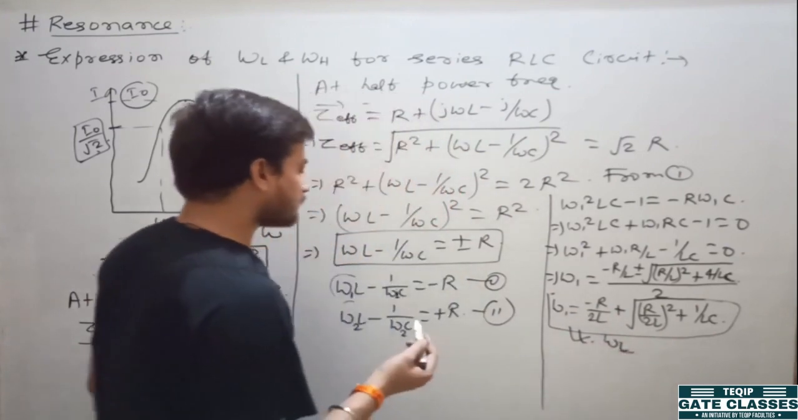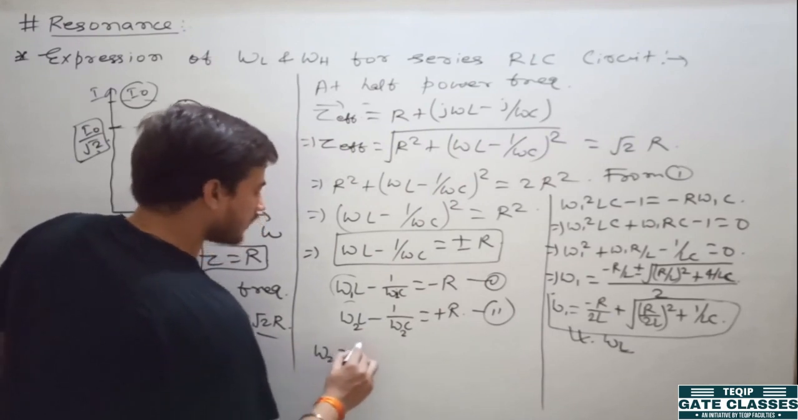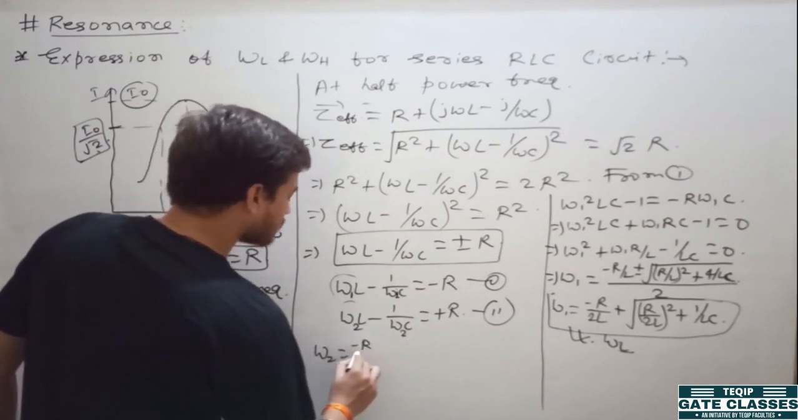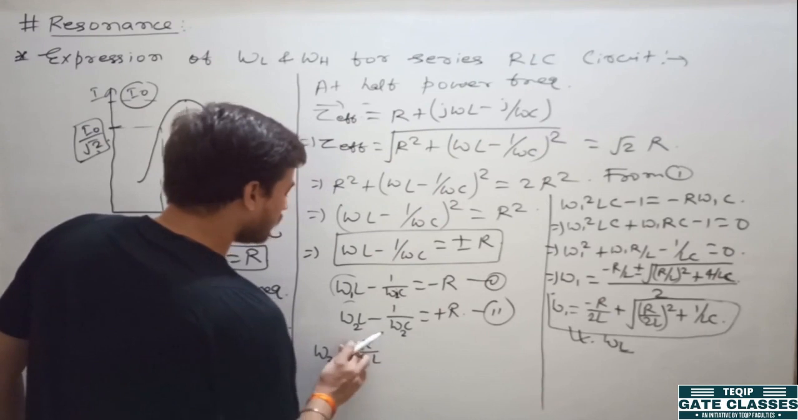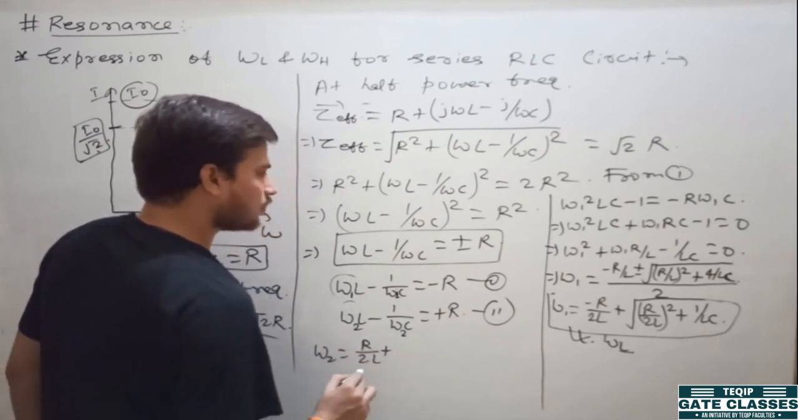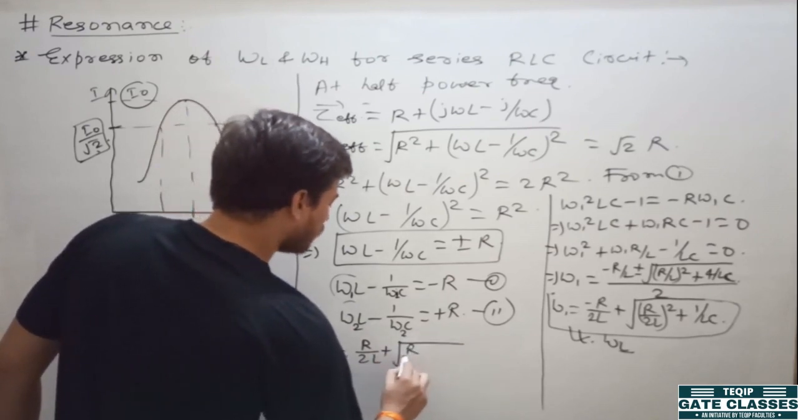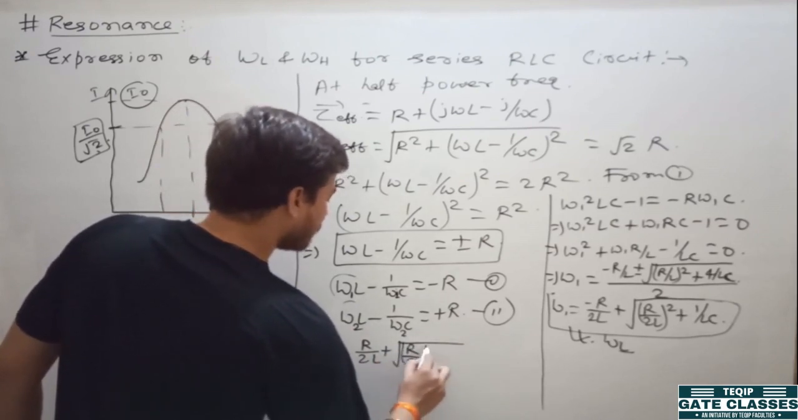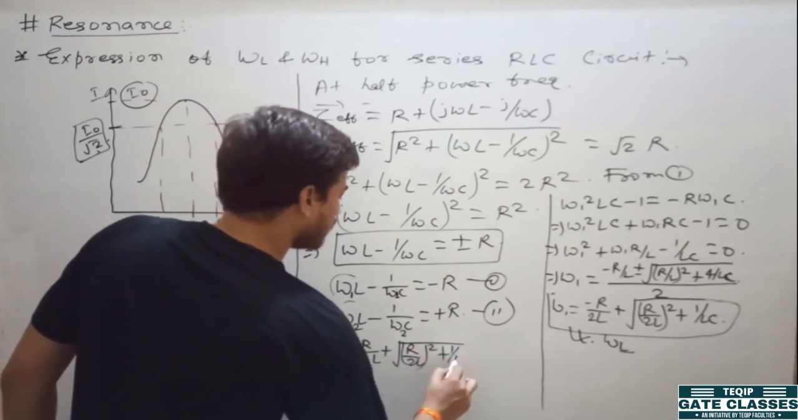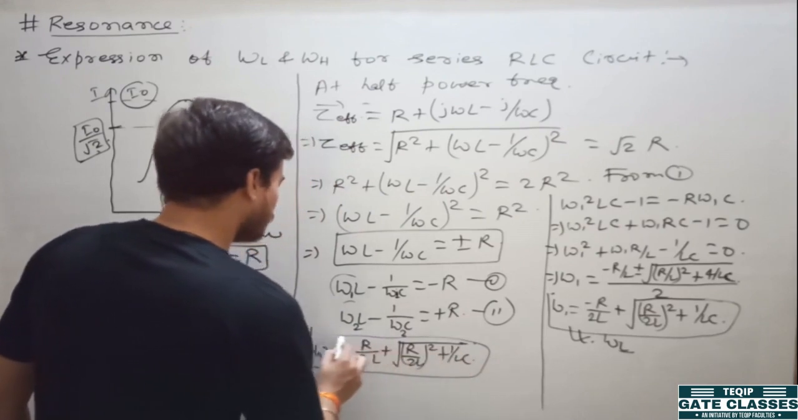Similarly, if you write the expression for upper cutoff frequency, the expression will be minus R upon 2L, and here it will be plus, so R upon 2L plus under root (R upon 2L) square plus 1 upon LC. So this will be the expression for higher cutoff frequency.